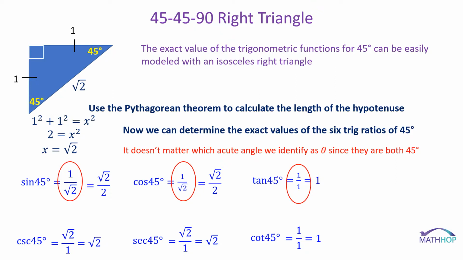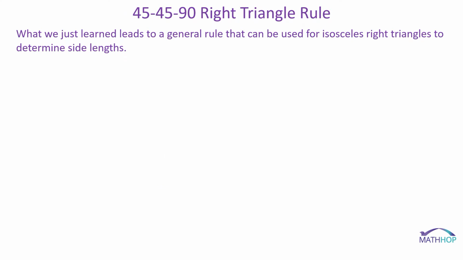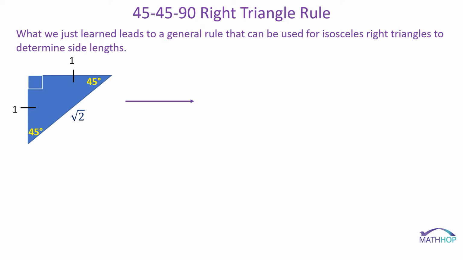Now, that leads to a 45, 45, 90 rule that's going to work in word problems that you get for this trig unit. So the general rule is going to replace the 1 and the rad 2 and put variables there. So we're going to get the 45, 45, 90 rule that looks like this. We have x and x. X represents that isosceles side length, and x times rad 2 is the hypotenuse.